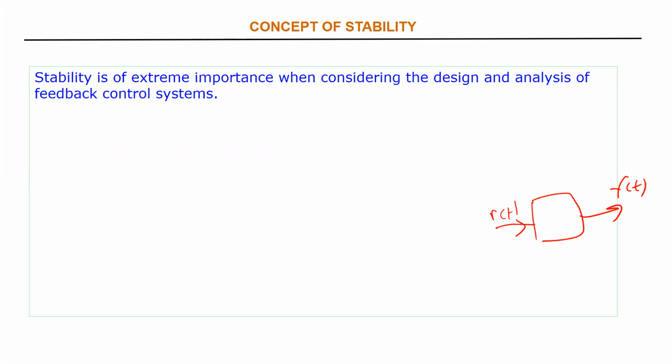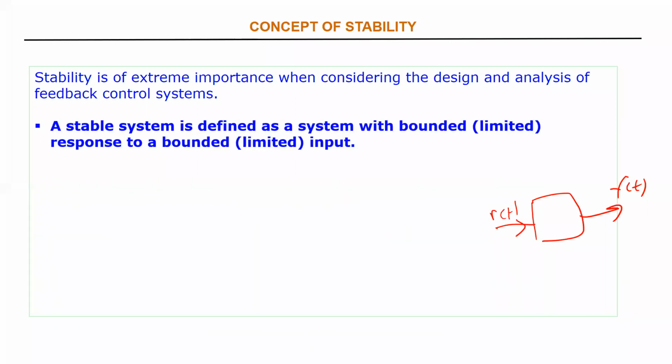Because the poles' real part should be in the left half plane. This is the rigorous definition. No, this is not the definition. This is a test. Yes, Doctor. Bounded input, the output should be bounded. Great. A stable system is defined as one with a bounded input giving a bounded output.